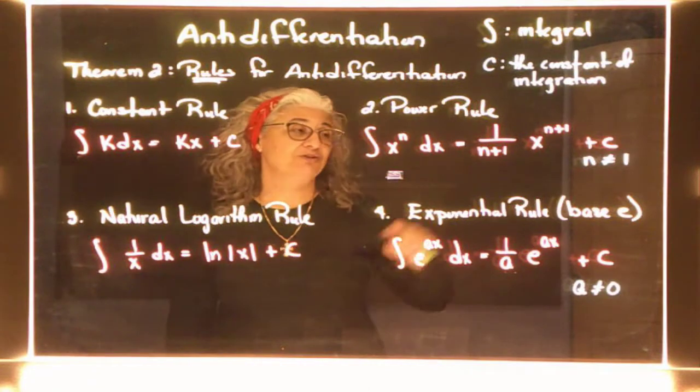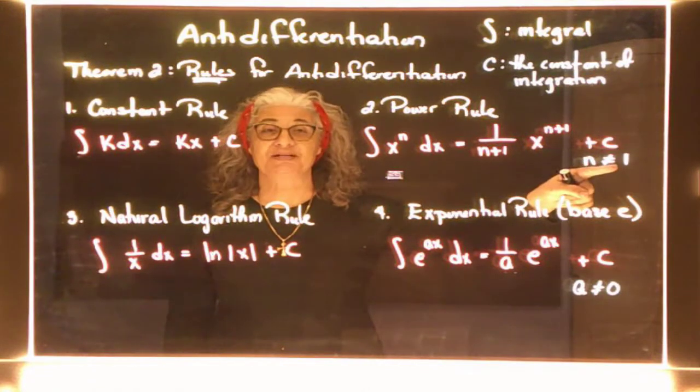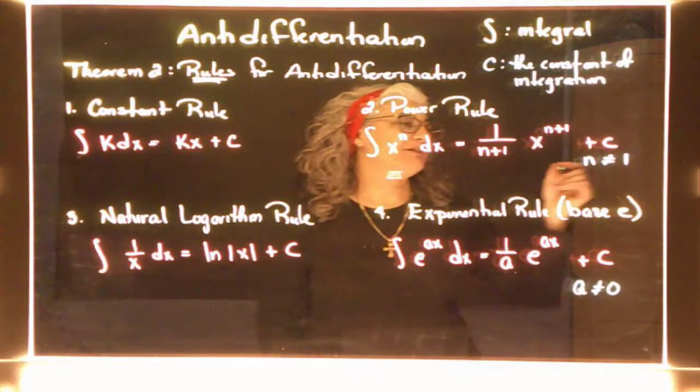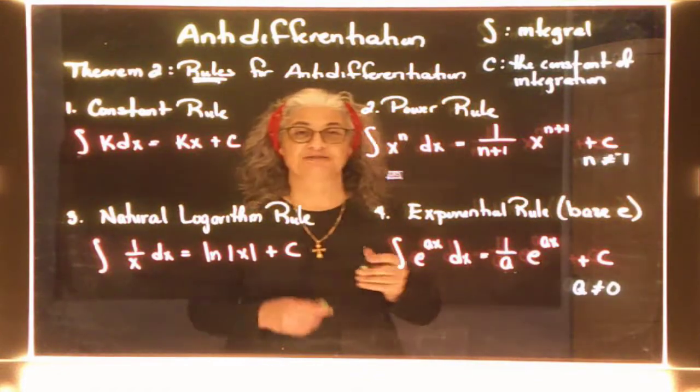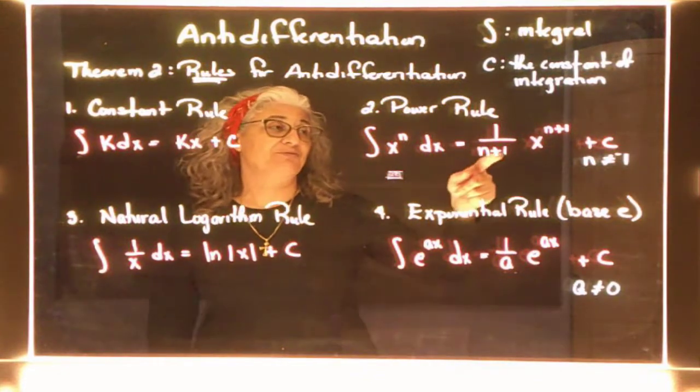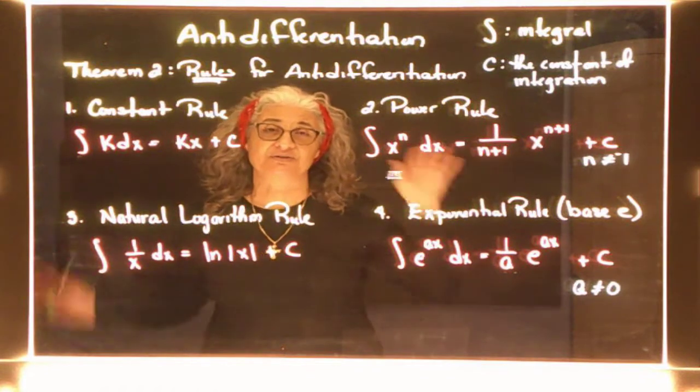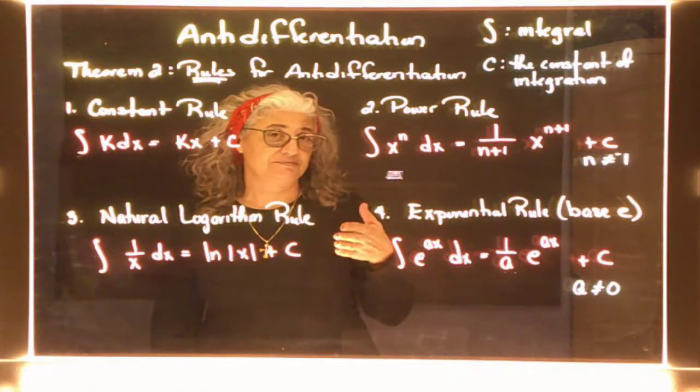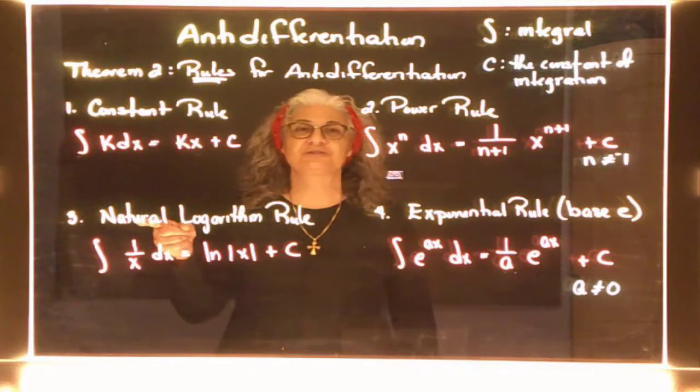One thing I need to make note of is that n cannot be equal to negative 1. Because if it's equal to negative 1, well, then this thing becomes a 0, and now we're up a creek. Cool? Okay.